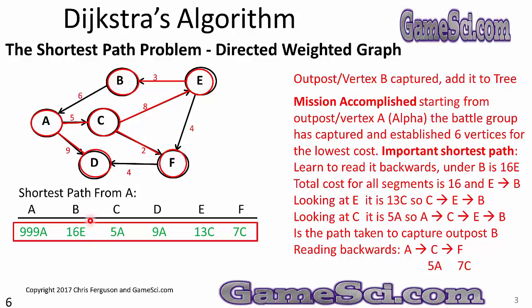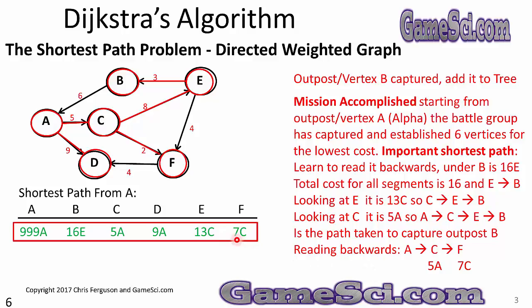Starting at B, we got there from E. From E, we got there from C. From C, we got there from A, back to the original starting point. That is the total path taken to capture outpost B. Read it backwards. A, C, F. How did we get to F?